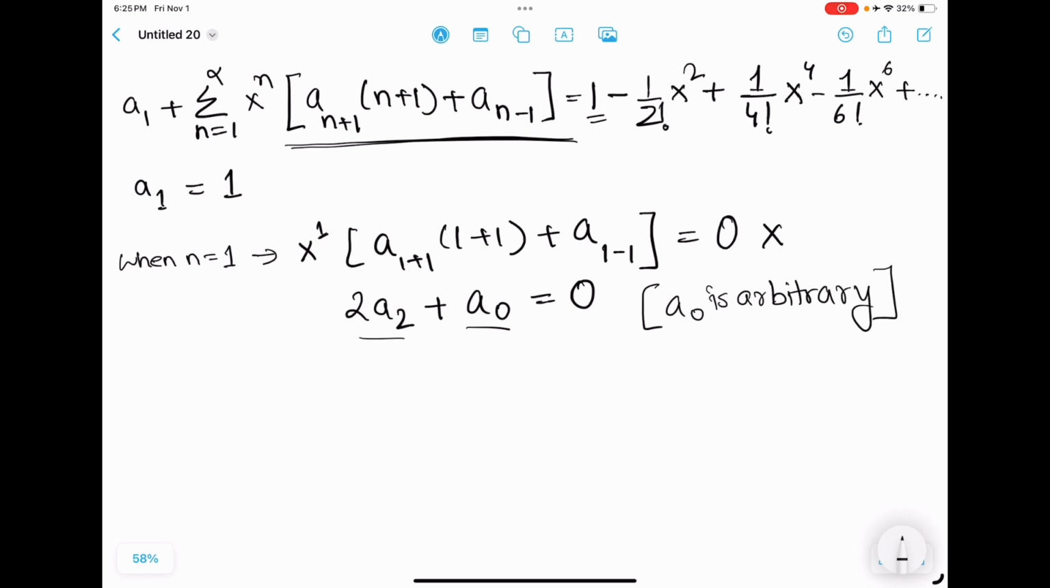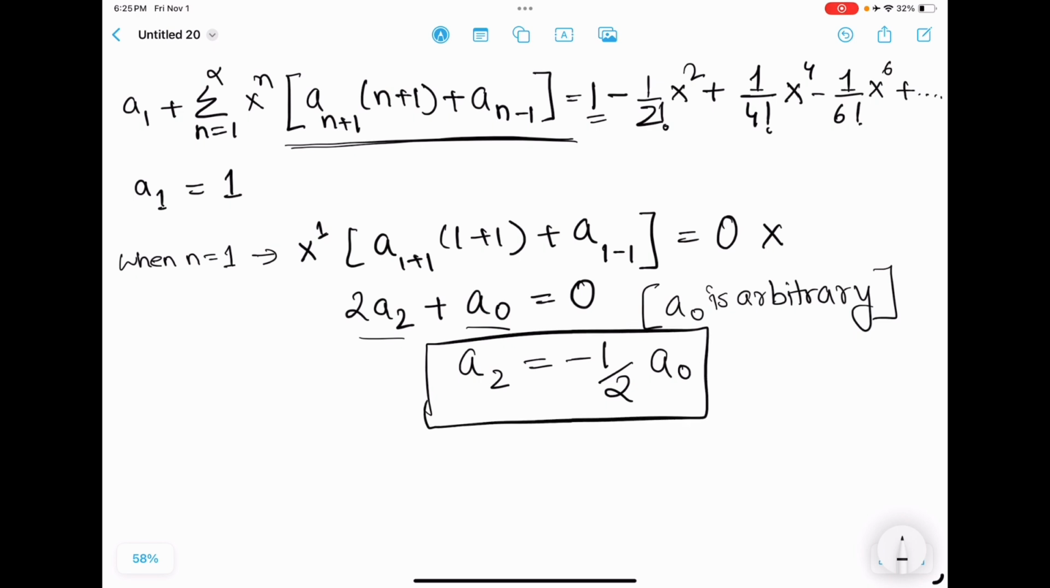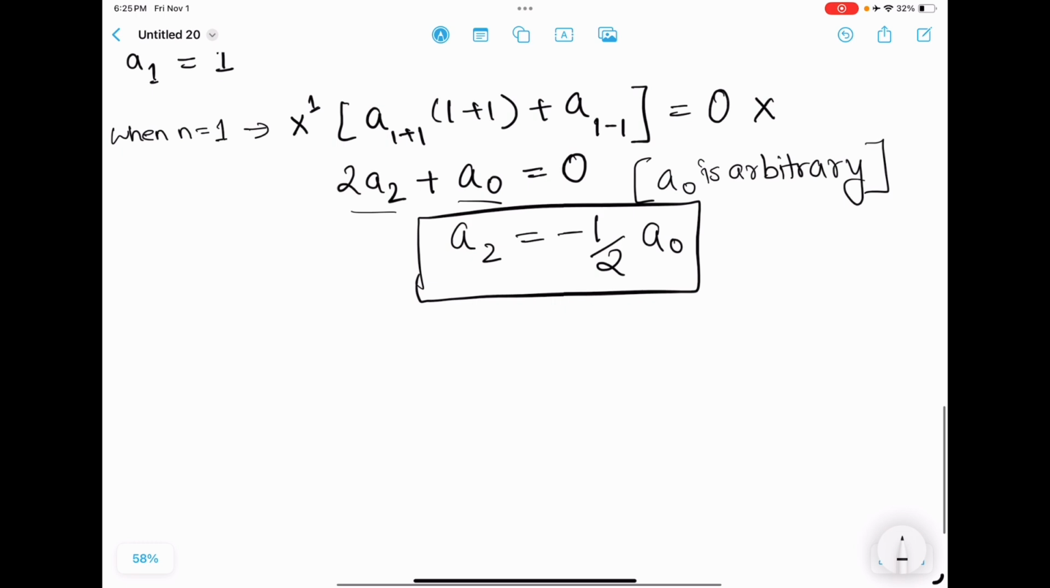Okay, so now I can find what my a sub 2 is, because now I know that my a sub 0 is arbitrary. It's variable. It can change to anything. So I can just write that as a sub 2 equals negative 1 by 2 a sub 0. Okay, so I have my a sub 0 as my arbitrary number. I have my a sub 1 as 1. And then now I have my a sub 2, which is negative half a sub 0. Okay, so now let's go ahead and find the rest of the terms.